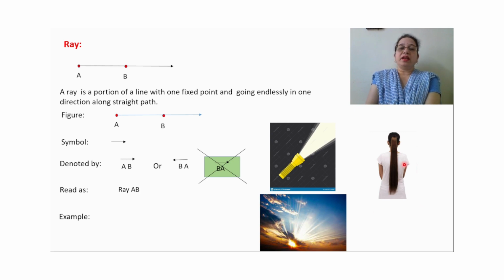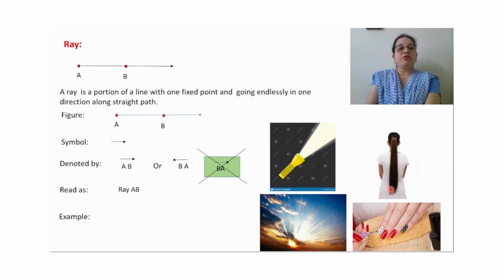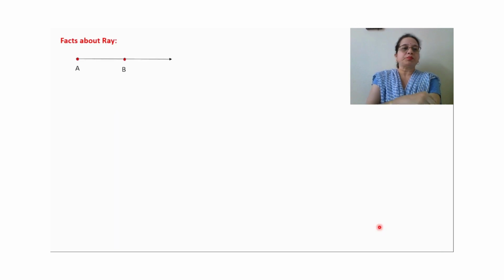One of my students has given an example of a ray from our daily life: hair. According to the child, hair increases only in one direction. It is not the exact example, but for understanding, we can take hair as an example. And one more example, nails. Again, this is not an exact or accurate example of a ray, but for understanding, we can take nails because nails also increase mostly in one direction.